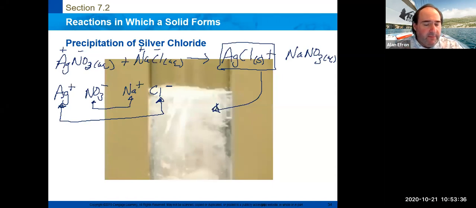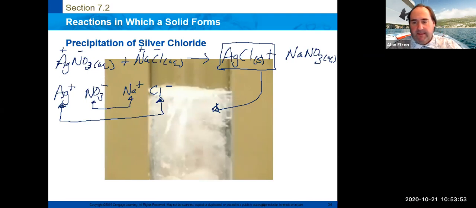In this case, we wrote the proper formulas, and if we take a look at it, it is actually balanced at this point as well. We've got one silver on each side, one nitrate on each side, and also one sodium on each side, and one chlorine.